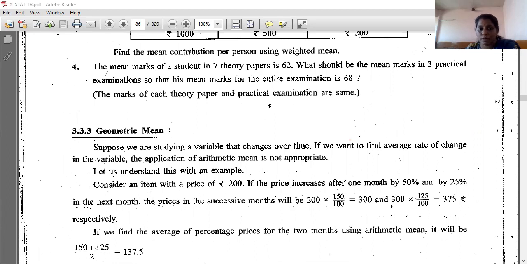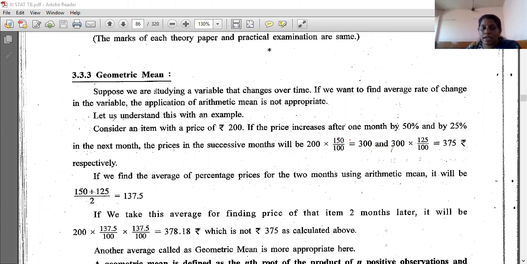So let's see the geometric mean. Suppose we are studying a variable that changes over time. If we want to find the average rate of change in the variable, the application of the arithmetic mean is not appropriate. Let us understand this with an example.